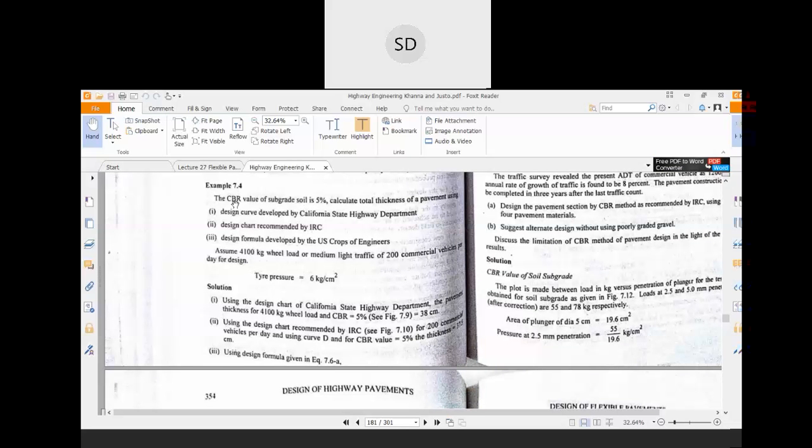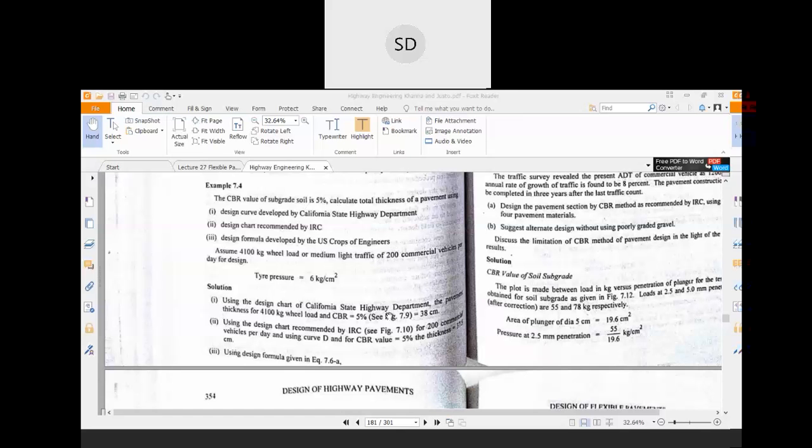Have you written that down for the numerical? Just write it down. The CBR value of subgrade soil is 5%. Calculate the total thickness of a pavement using the design chart recommended by IRC. And remember two things: the CBR value is 5% and your total traffic is 200 commercial vehicles per day.